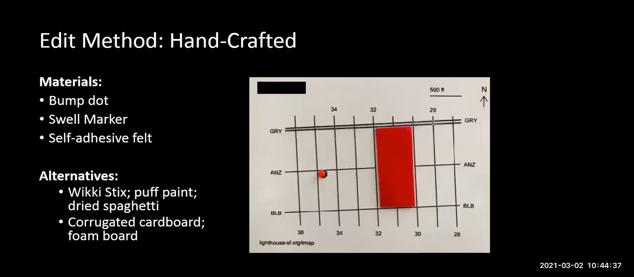All right. So this is my edit method, my handcrafted method. I used a bump dot to accentuate the locate dot here. I used a swell marker before I actually heated it through the swell machine to accentuate Gary Boulevard. And I used self-adhesive, actually, I think it's foam, to create the local high school. Alternatives that you may have on hand to do the same job would be using wiki sticks or puff paint or even dried spaghetti to accentuate, in this case, Gary Boulevard, or corrugated cardboard or foam board to create a building.